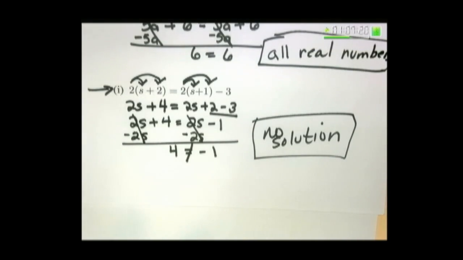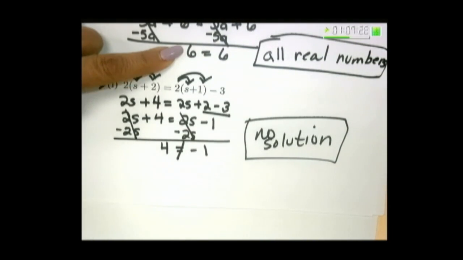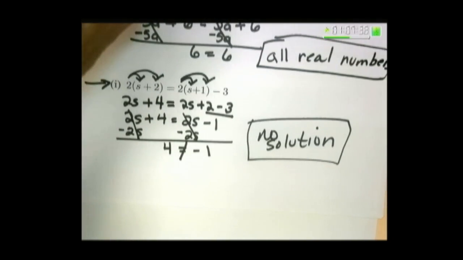When your variable goes away, we've subtracted it out, your outcomes will either be all real numbers or no solution. So when you have a true statement like 6 equals 6, it's all real numbers. When you have a false statement, it's no solution. Okay? Anybody have any questions?